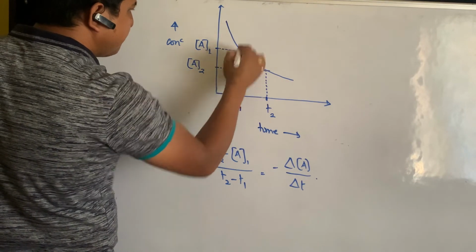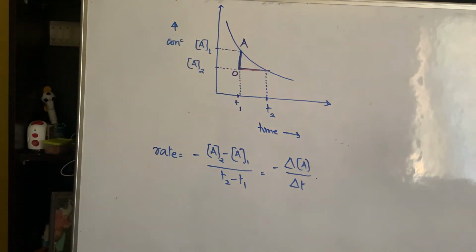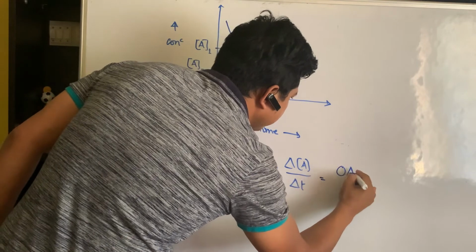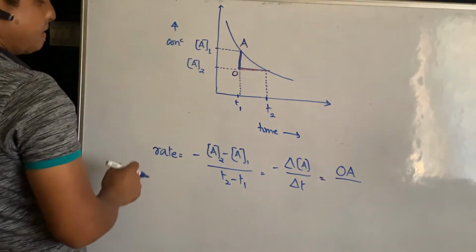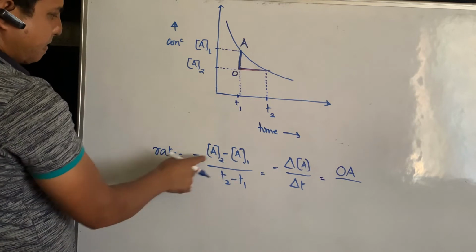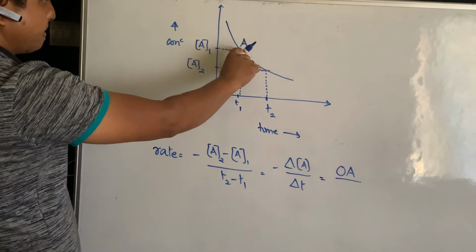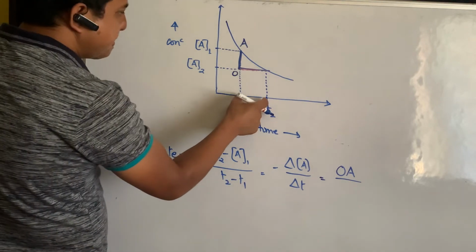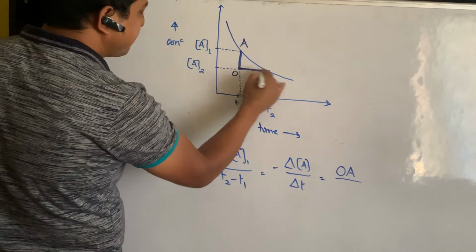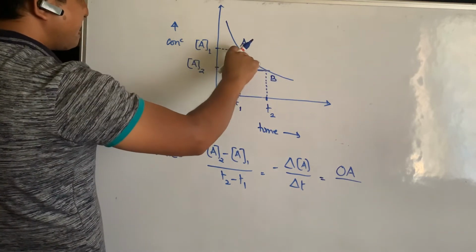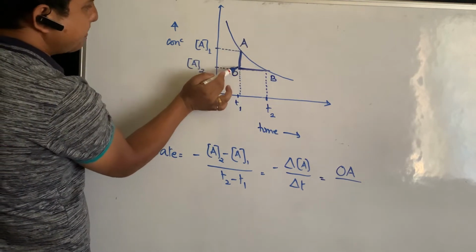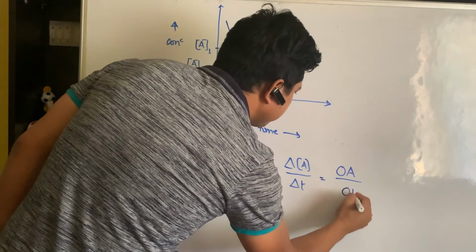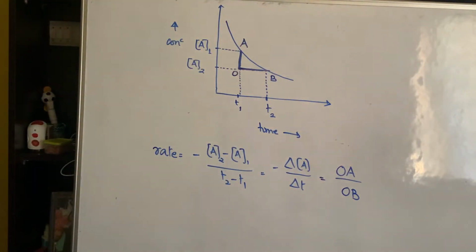Let me denote this by OA. So the change in concentration is equal to OA: A2 minus A1, or with the minus sign, A1 minus A2, will be equal to this OA. What is T2 minus T1? I'm talking about this change in time interval, that means this part, OB. So delta T is equal to OB.